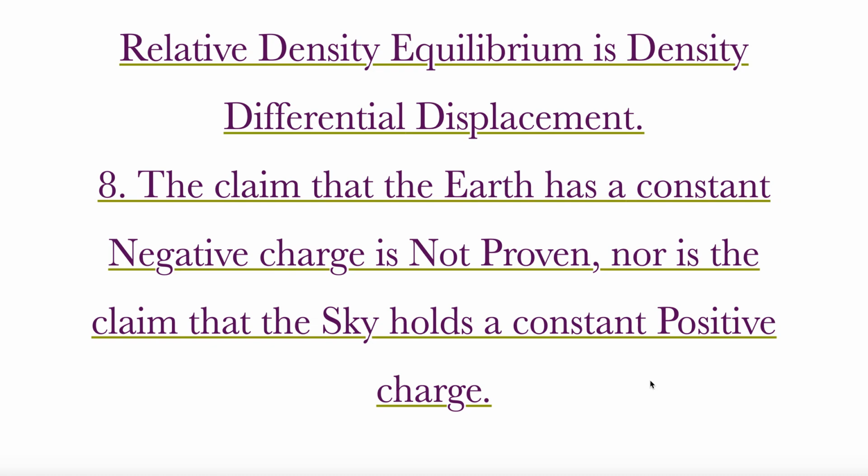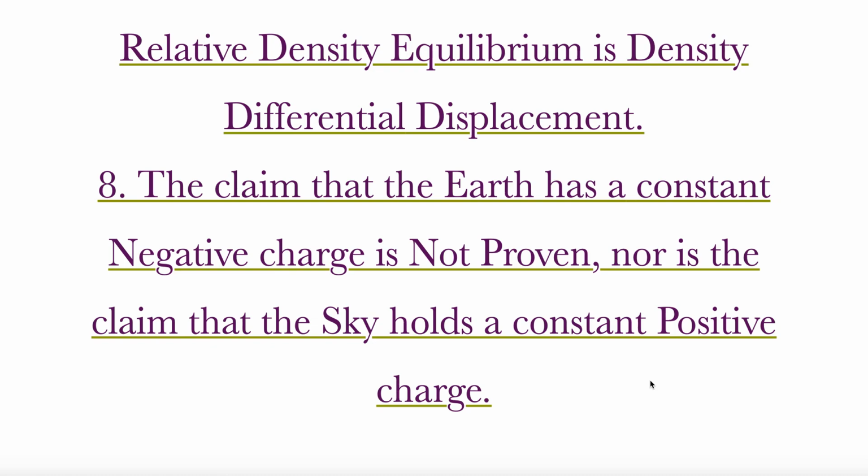8. The claim that the Earth has a constant negative charge is not proven, nor is the claim that the sky holds a constant positive charge. There is electricity. Yes, we constantly have electricity. It's constantly being created. Human beings move and create electricity. But does that mean the Earth is always negative and the sky is always positive?